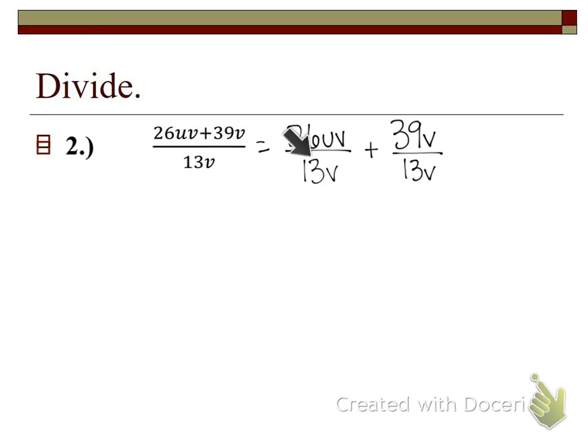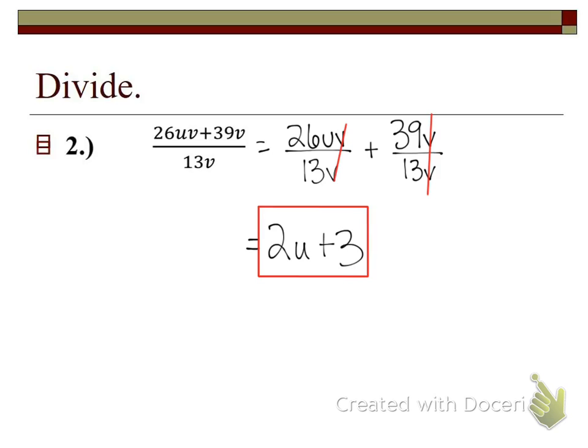26 divided by 13, what is that? 2. What cancels out there? The v's will cancel out, leaving us with 2u. Plus, on the other one, again, the v's are going to cancel out. 39 divided by 13 is 3. So 2u plus 3.